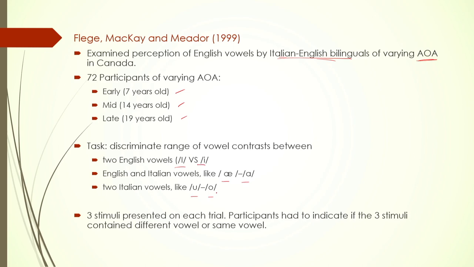So, they had a series of such pairs of vowels and they were asked to discriminate them. The goal was to see if they can discriminate the vowels and if there are differences in that capacity to discriminate across the groups in the sense of age of arrival in Canada. So, age of learning the second language. This is what they had done.